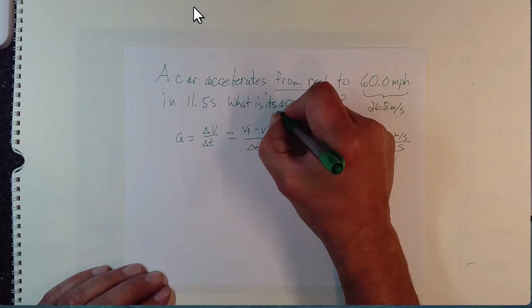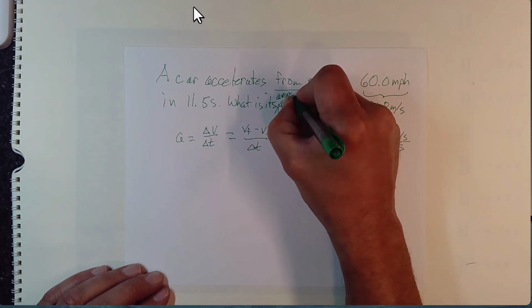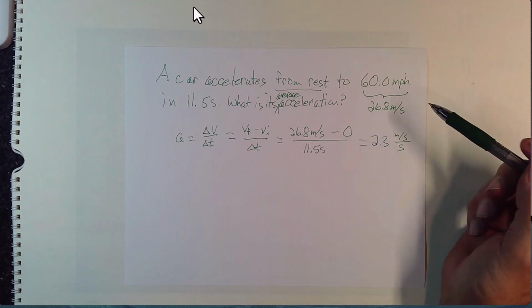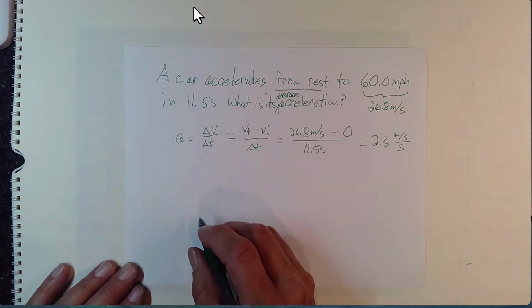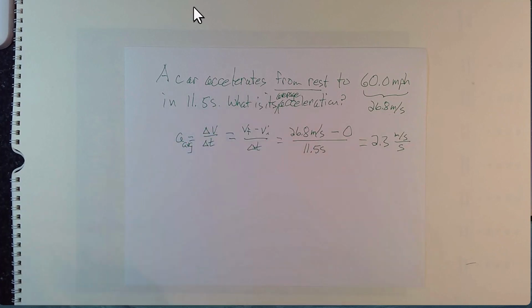What is its, I should say, average acceleration? Because we don't actually know what it was doing in between times here. It may not have been accelerating at a constant rate. So we actually calculated an average acceleration. So I could have put an AVG down here for that.